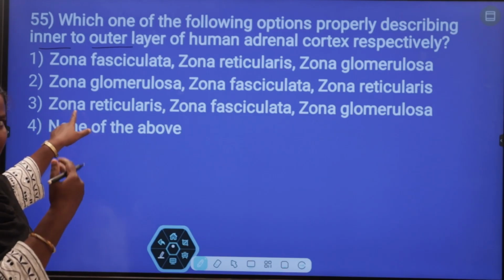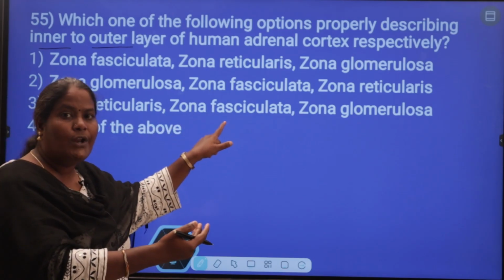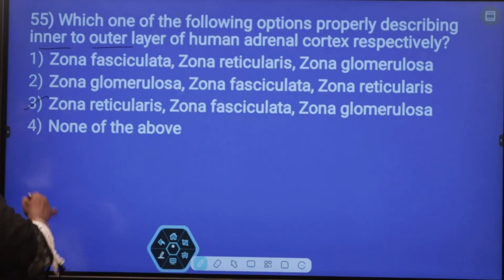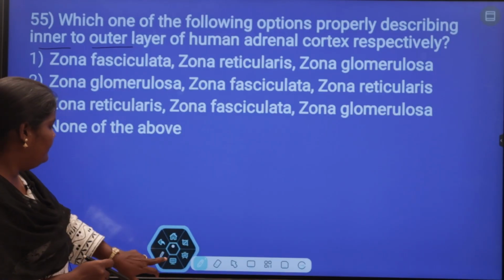Zona reticularis is the innermost layer. Next one is the zona fasciculata. The next one is the zona glomerulosa. So the third option. Okay.